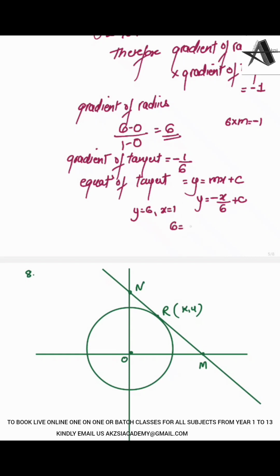6 is equal to minus 1 over 6. I substituted x as 1 and y as 6. Bring it here. 6 plus 1 over 6 is equal to c, and c is finally 37 over 6. Final equation of line will be y is equal to minus x over 6 plus 37 over 6.